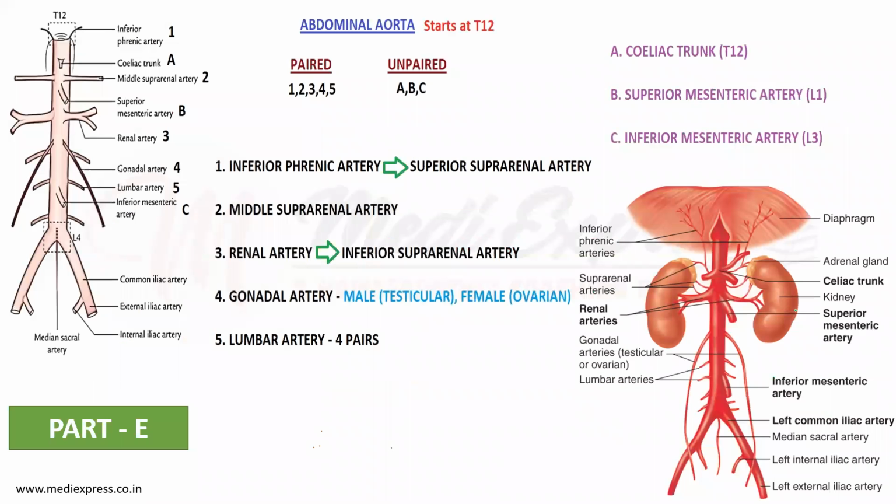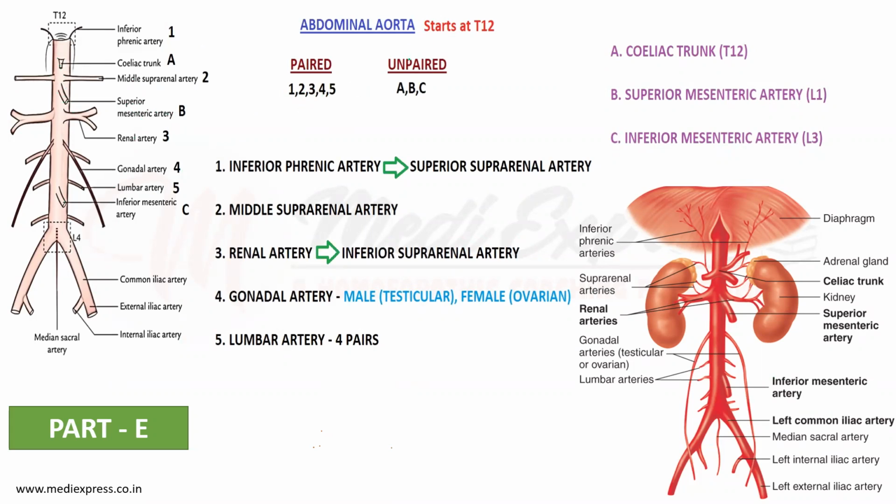Next, coming to the abdominal aorta. Now, talking about the abdominal aorta, you need to remember 2 things: there are paired and unpaired arteries. The paired ones I have marked over here: the inferior phrenic artery, the middle suprarenal artery, then the renal artery, gonadal artery, as well as the lumbar artery. Unpaired ones, we have the celiac trunk, the superior mesenteric, and the inferior mesenteric.